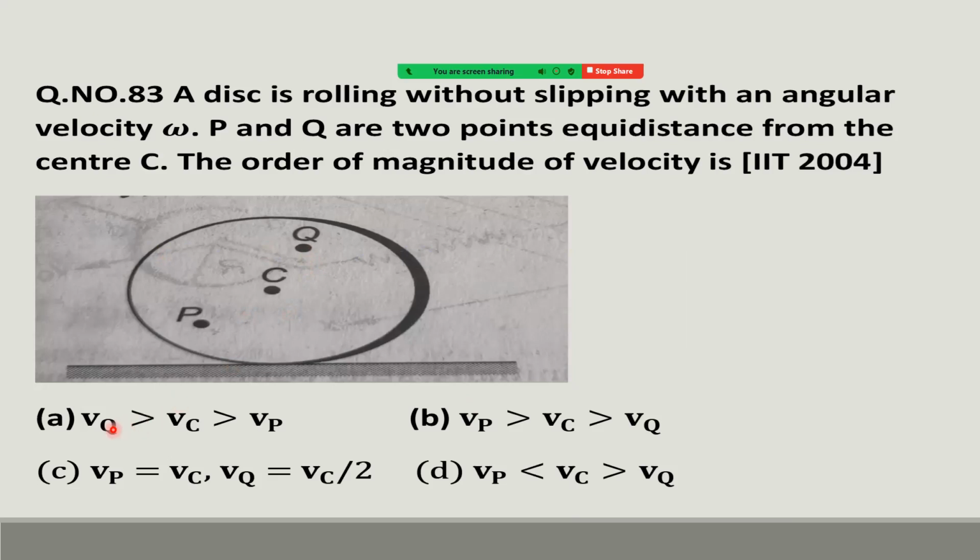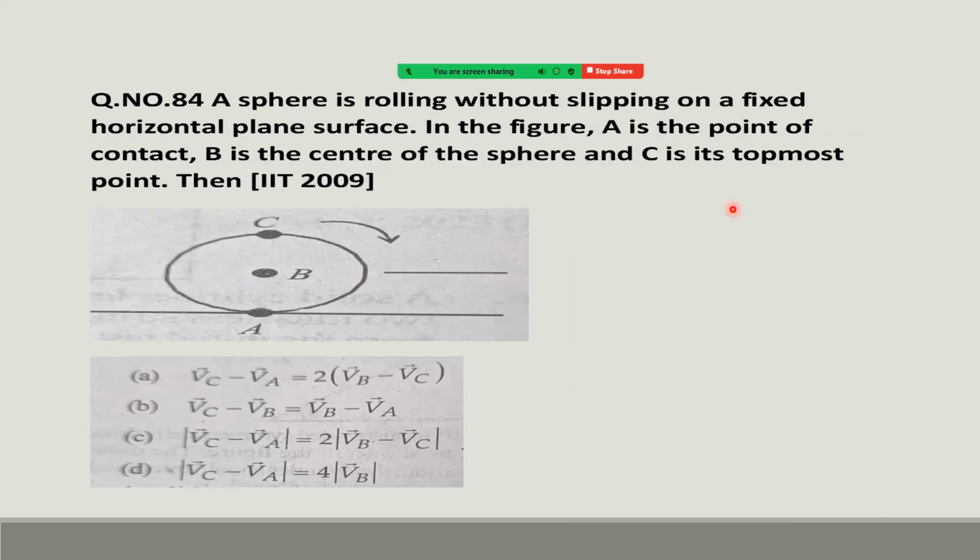So VQ greater than VC, VC greater than VP. Okay, it is option A, right? Asked in 2004 Advanced IIT. Let us see the next one.